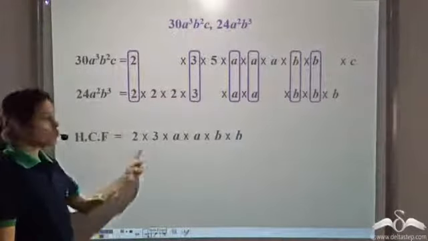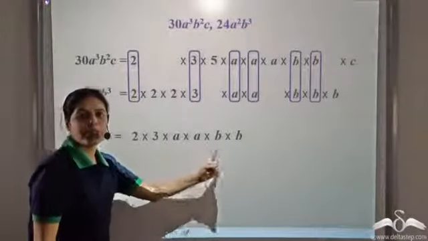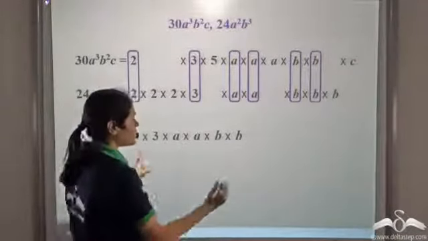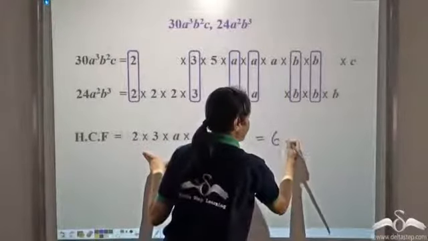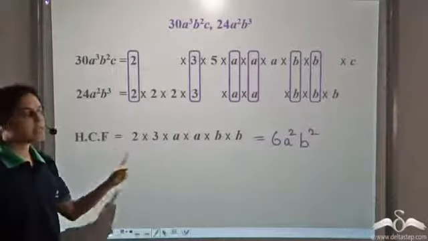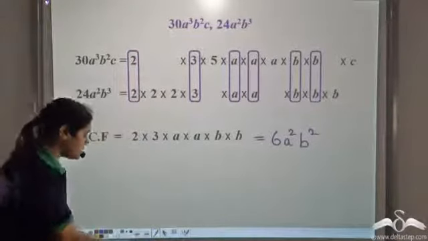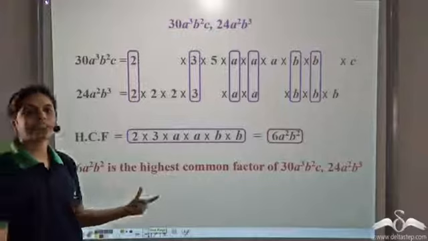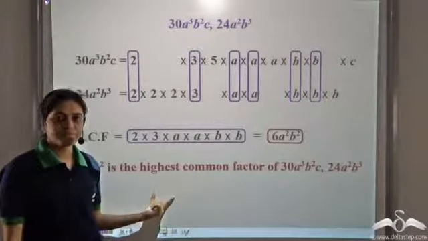So the HCF is 2 into 3 into A into A into B into B, that is 6 A square B square. This is the HCF of these two terms.